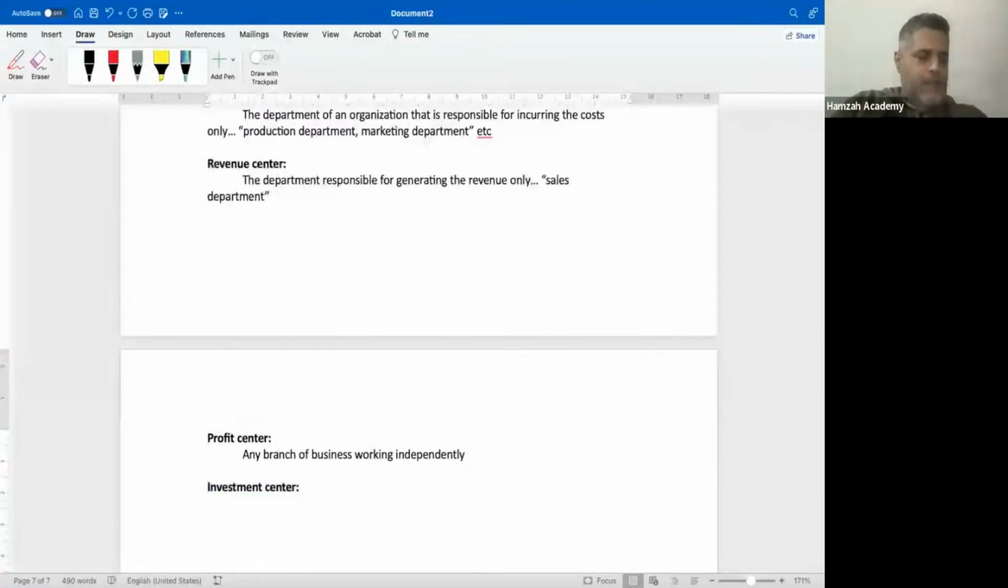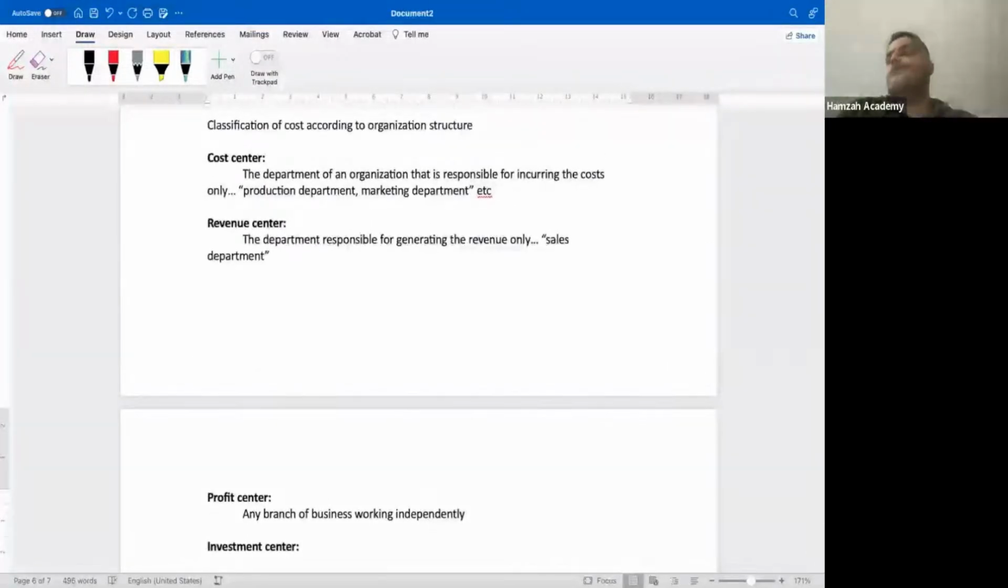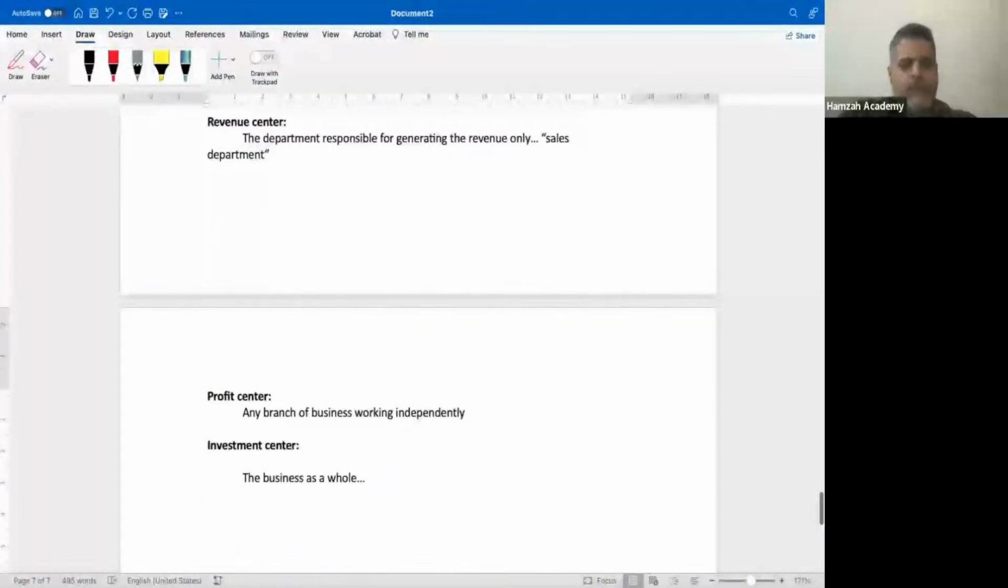Investment center is the business as a whole. The business as a whole is going to be called as the investment center, right? So cost center, responsible for the cost only. Revenue center, responsible for the revenue only. Profit center, responsible for the cost and the revenue. That is the branch of the business. And then investment center, the business as a whole, right? Then moving ahead, we have cost behavior.